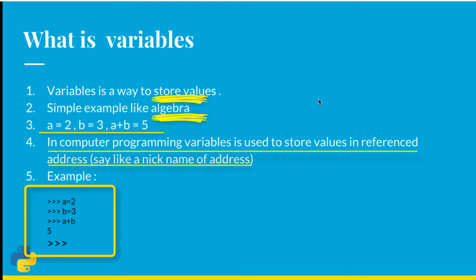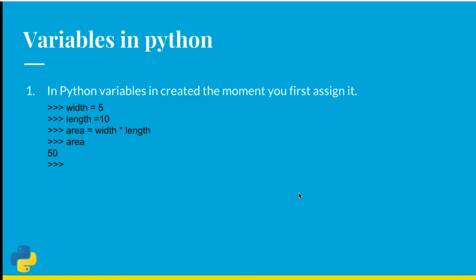The example here is in the Python shell. You can type, for example, a is 2, meaning assigning a value 2 to a, and then b to 3, and then when you use a plus b, you will get an answer of 5. So like other programming languages, Python also has a way to assign a value to variables. Basically, we declare variables, and then we assign a value to the variables, and then we can apply some logic or some formula to obtain the desired result.